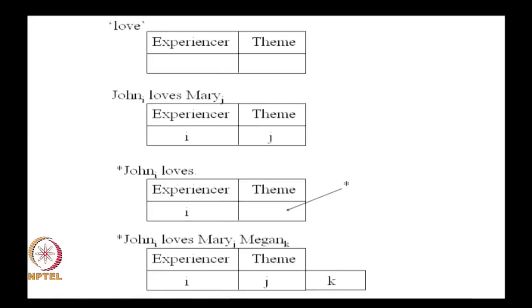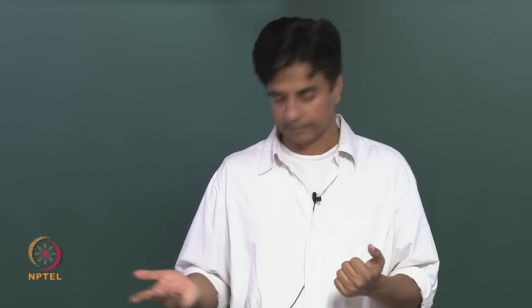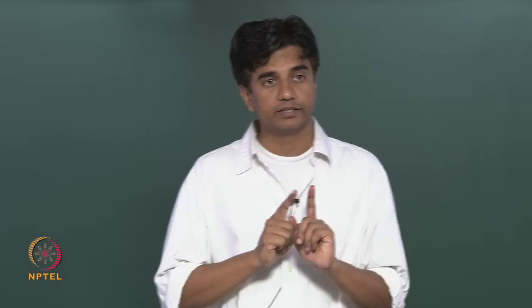If we have more arguments available in a sentence which are not part of the thematic grid, that also results in ungrammaticality. For example, this predicate love requires only two arguments, and has only two thematic roles, but if there is a third one for which this predicate does not have a thematic role to assign, then this is a bad sentence. We say John loves Mary Megan is a bad sentence because the third one, Megan, does not get a thematic role assigned.